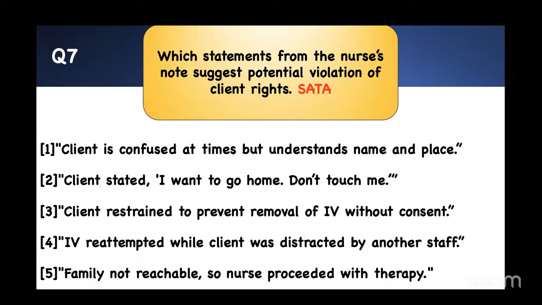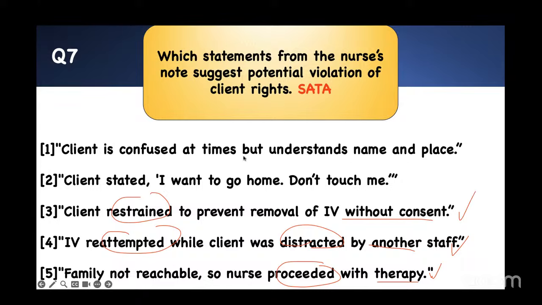What do you think? Family not reachable is a problem. If the family is not reachable, and you proceed with therapy, that's a problem. If you reattempted the IV by distracting the client, that's a problem too. You shouldn't do that. He said, don't touch me. You restrain the client without consent and you place the IV, that's a problem.